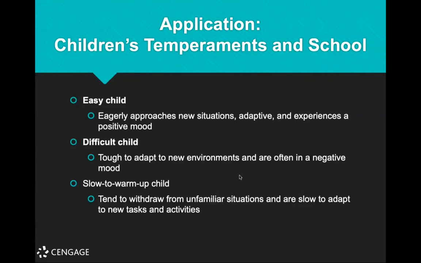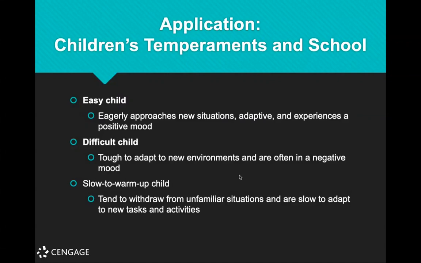Research has found that children can again be divided into easy child, difficult child, and the slow to warm up child categories. And this helps a lot in school settings because it kind of tells the teacher what is the best way to educate these children.